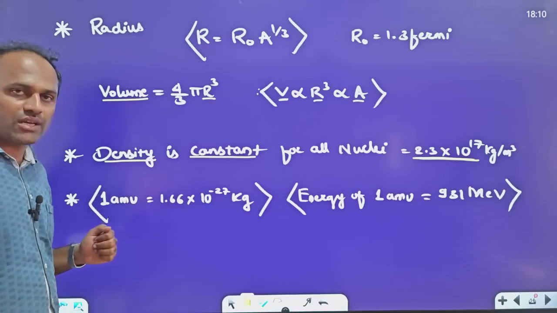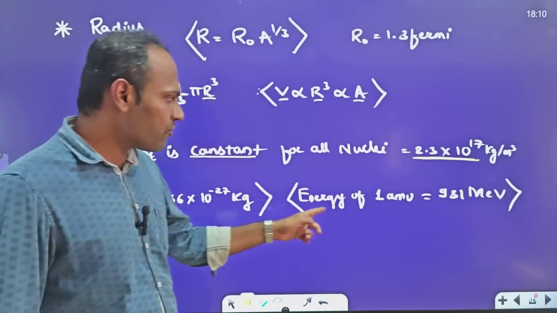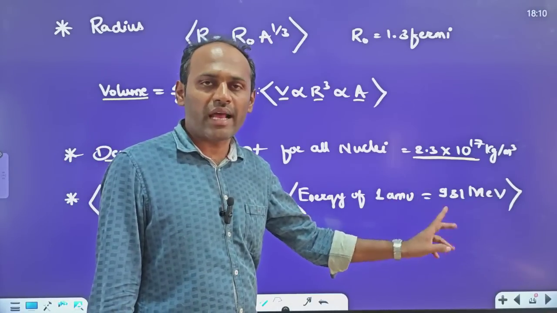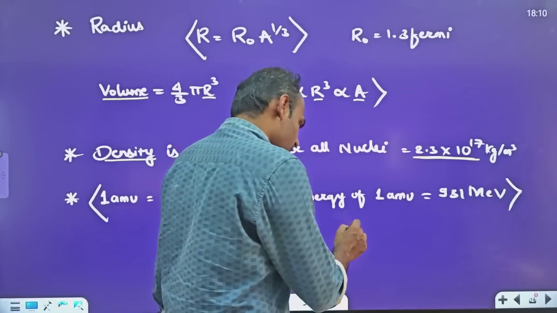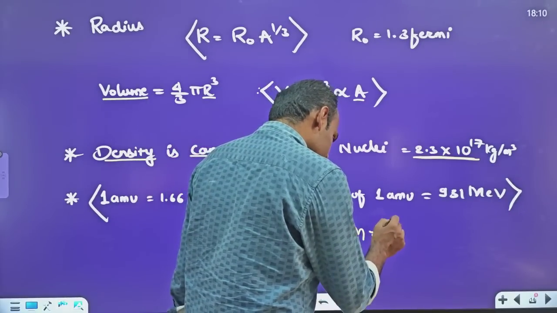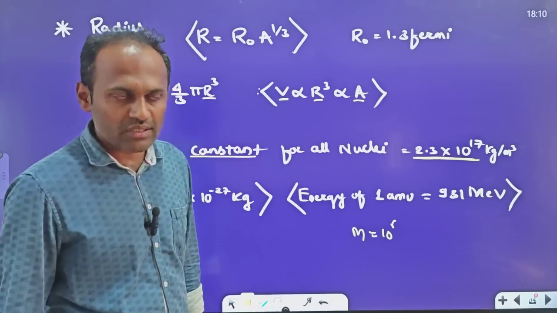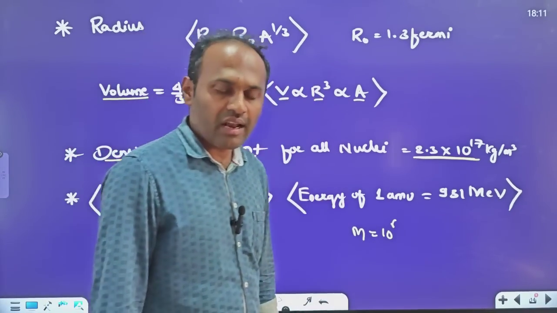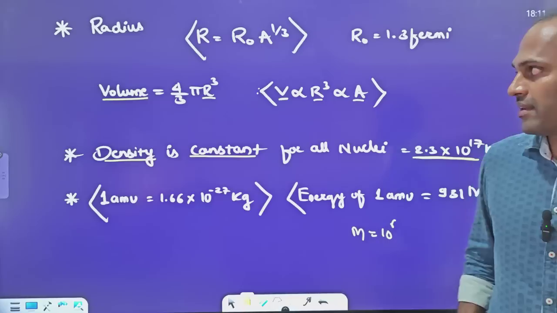So the value of 1 AMU is 1.66 into 10 to the power minus 27 kg, and the energy of 1 AMU is 931 mega electron volts. Mega means 10 to the power plus 6. You remember 10 to the power plus 6, right? So 1 AMU has energy 931 mega electron volts.